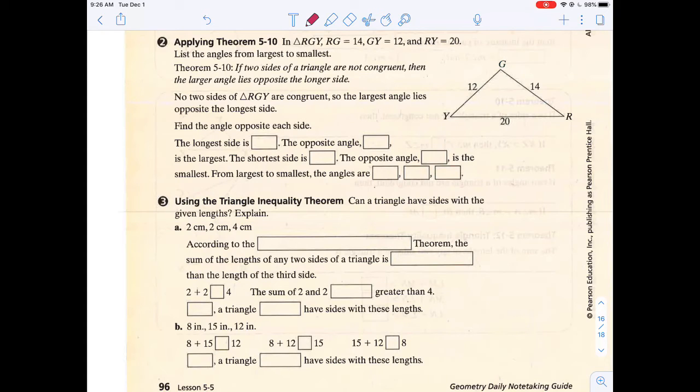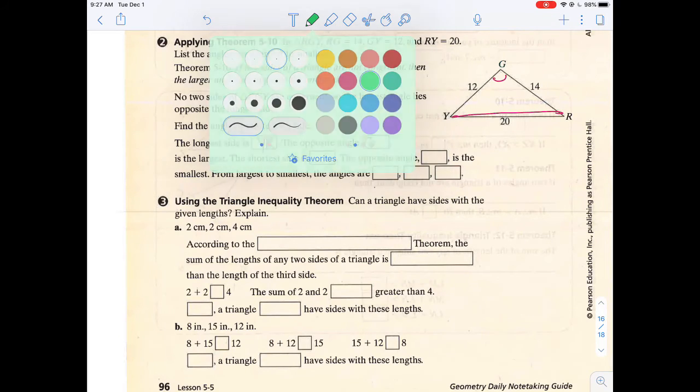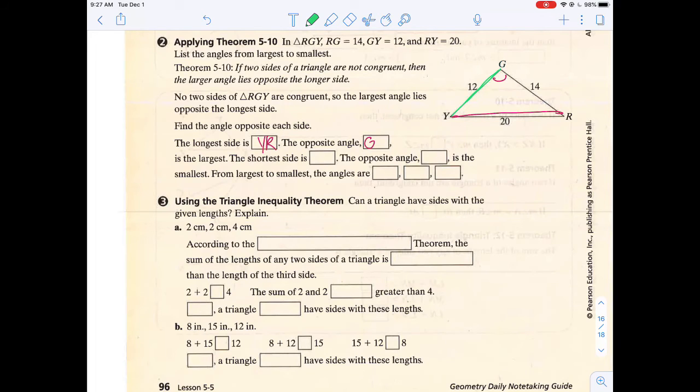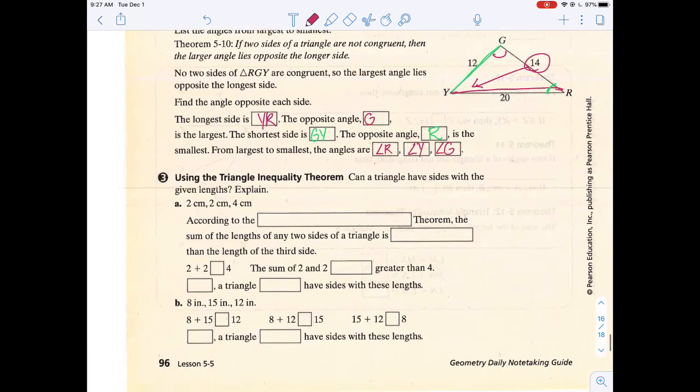So the longest side is YR. Opposite YR is angle G. The shortest side is GY, and the angle opposite GY is angle R. So from smallest to largest, the smallest angle we said was R. The largest angle is angle G. So that means angle Y is the middle size because 14 is across from Y. 14 is between 12 and 20. So that one's pretty simple.